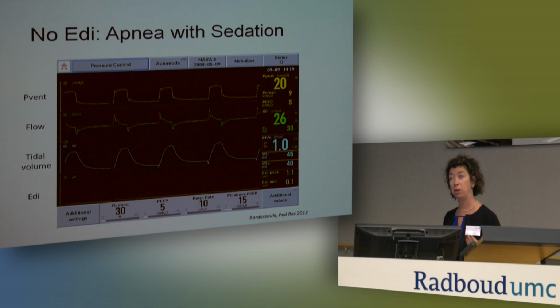So again, one of the things we can learn about EDI monitoring is not only are you over-assisting your patient, but are you over-sedating the patient? And I think this is a very useful tool for people, like the nurses at the bedside who are giving the sedation, to be able to titrate the level of sedation they're giving so that, yes, you can give sedation, but maybe not so much, and you can follow the signal and make sure that the diaphragm is still being used.